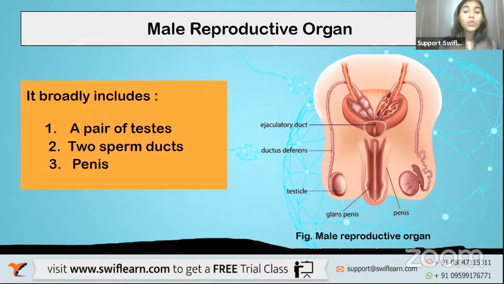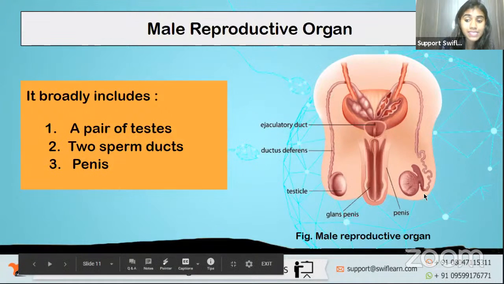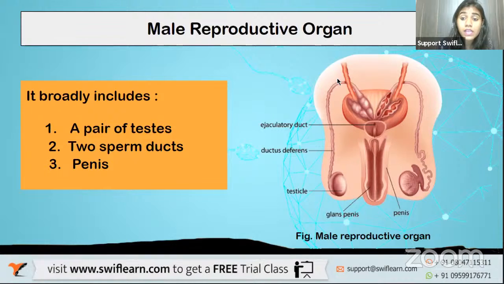Now, first we will learn the male reproductive organ. The male reproductive organ basically has three parts. First, you have a pair of testes, which you can see in the diagram. Then you have sperm ducts. This tube that you can see here is a sperm duct. And then you have the penis, which is this part. So a human male reproductive organ has three basic parts: a pair of testes, two sperm ducts, and one penis. You can see here, there are two testes, two sperm ducts, and one penis. Moving ahead.